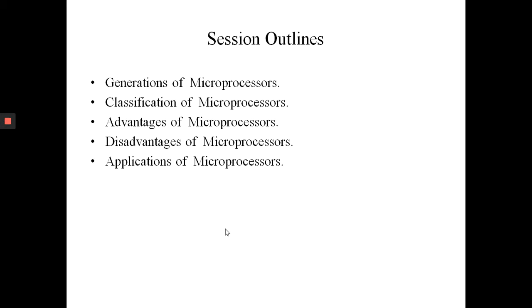Further, there will be a classification of microprocessors on the basis of the architecture we use. Then we will discuss advantages of microprocessors, disadvantages of microprocessors, and applications of microprocessors in the last.